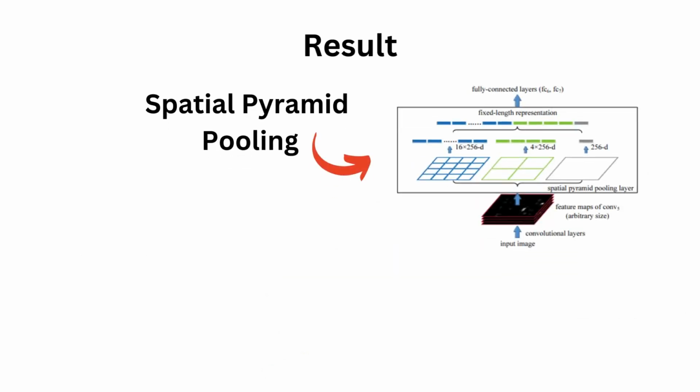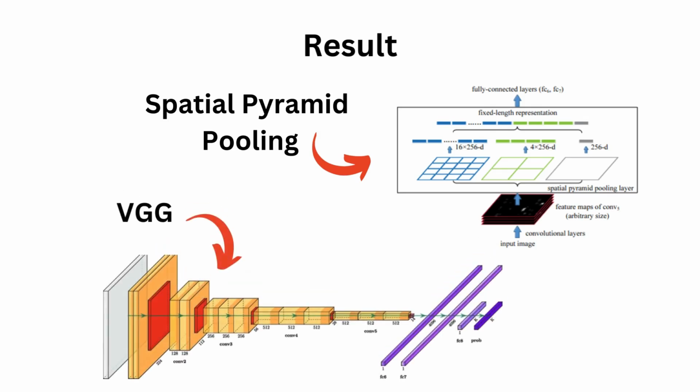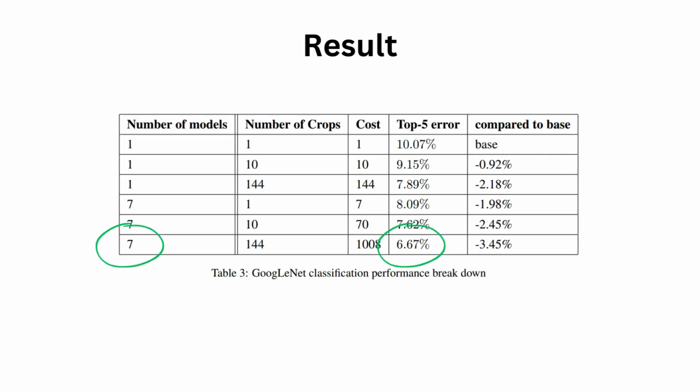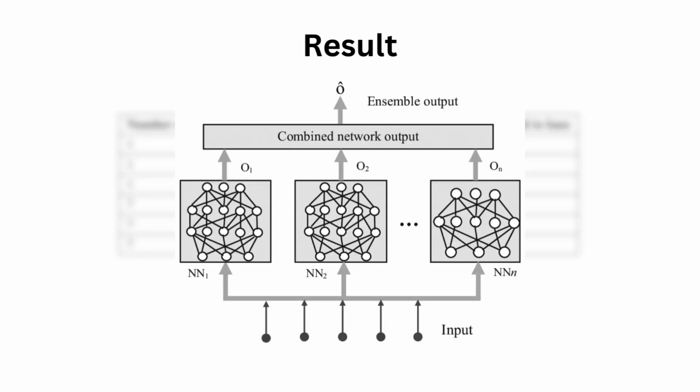The main networks they were comparing against were MSRA with the spatial pyramid pooling technique, and VGG, which had a similar overall performance. For the classification performance, GoogLeNet was the most performant entry in 2014. The results were obtained with an ensemble of 7 GoogLeNet models. Explicitly ensembling various neural network models has a great impact on the overall system performance.